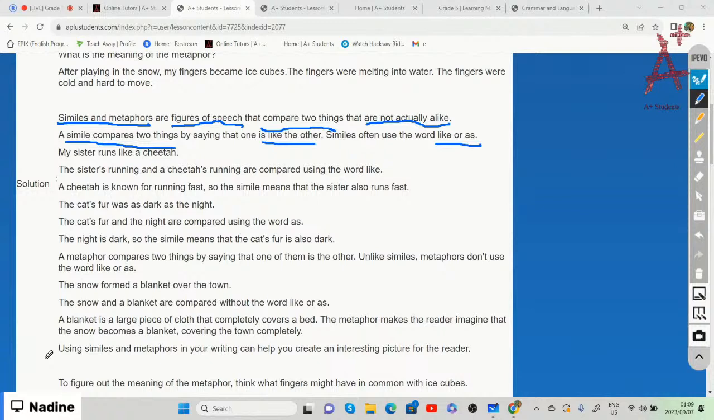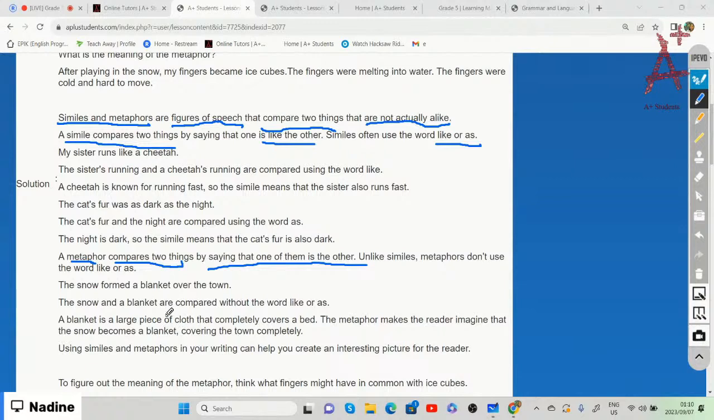So similes, we said similes compare two things, and we use the words like or as. So like and as when we compare two things. Then we have a metaphor. And a metaphor compares two things by saying that one of them is the other.